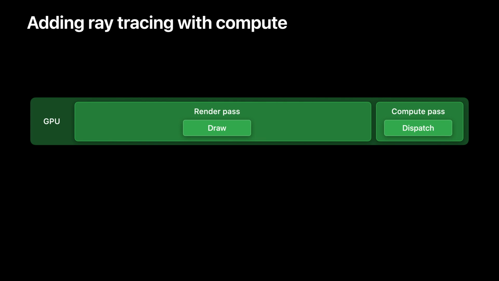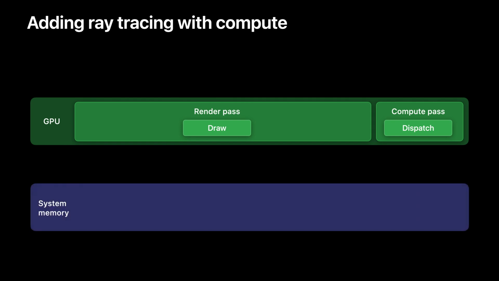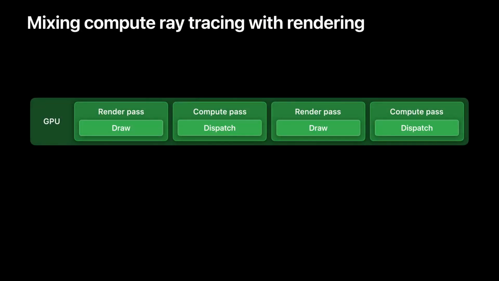Let's just start by adding it after rendering to augment the render image. Adding this extra compute pass means writing more output to memory for the compute pass to use for ray tracing. Now, what if we wanted to use ray tracing in the middle of a render pass to calculate a value such as shadowing per pixel? This means that we need to split our rendering and introduce a compute pass.